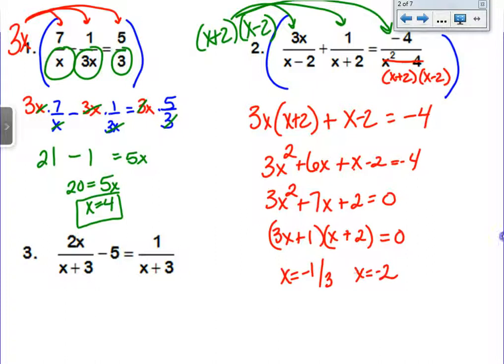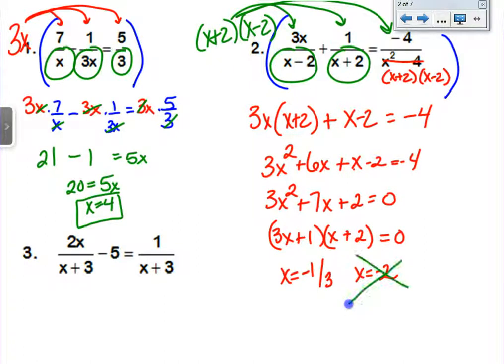But think about your original denominators. Look at your original denominators. If at any point you were to plug in your answer and it would produce a 0 in the denominator, any of them, that's an extraneous solution. So you see right here, x equals negative 2. If you were to plug it into this denominator or this one, you would end up with a 0 denominator.